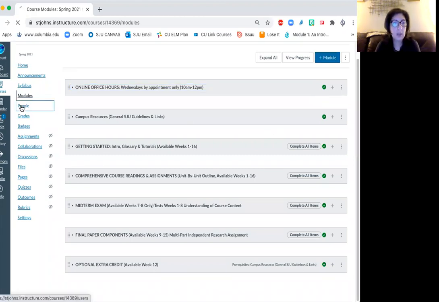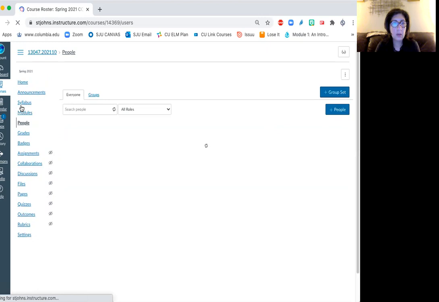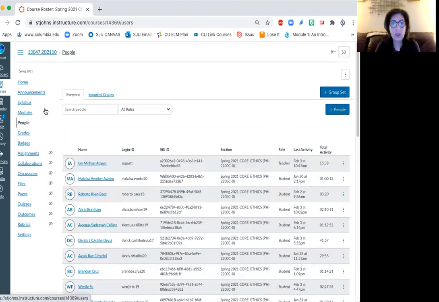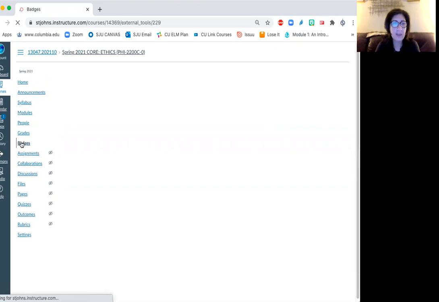So next we're going to go to people. People is a nice way for each of the students to connect with their classmates. Grades we're going to skip over because there are already grades entered into the system.